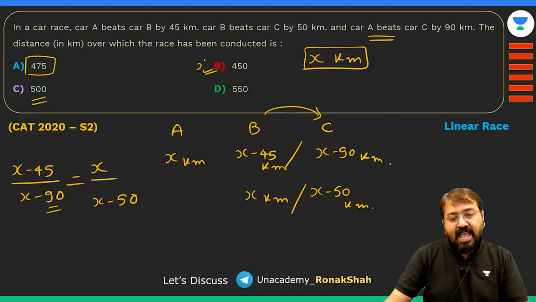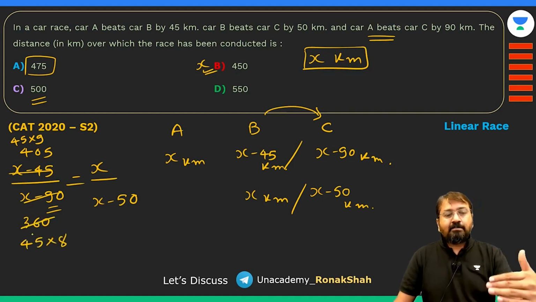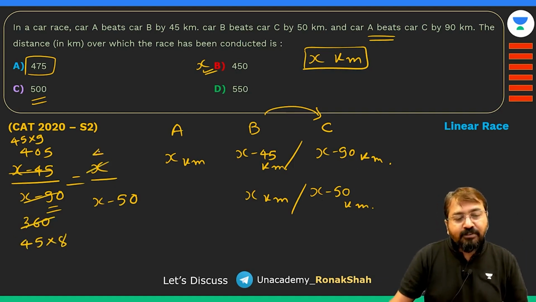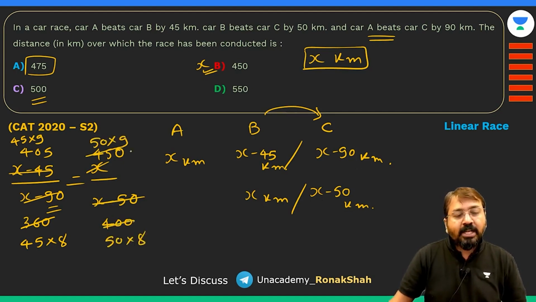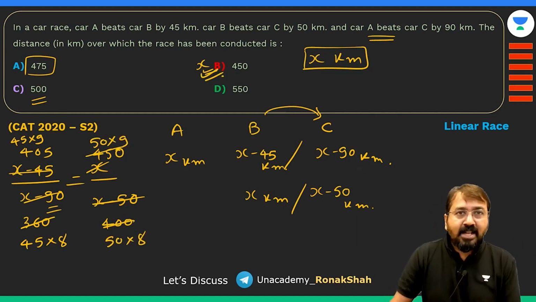So if we take x as 450, so 450 minus 45 will be 405, which is nothing but 45 into 9. Similarly, 450 minus 90 is 360. So 360 is nothing but 45 into 8. So we got the left hand side as 9 by 8. Similarly, on the right hand side, if I put 450 over here, 450 minus 50 is 400. So can I say once again this is 50 into 9 and this is 50 into 8. So this is how you can quickly verify that this satisfies the given condition. So yes, the answer has to be option B.